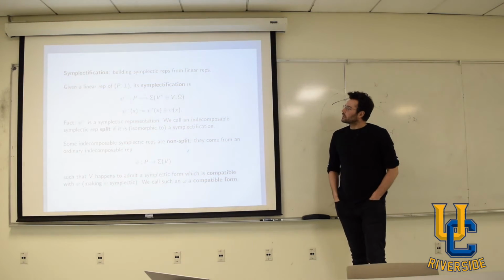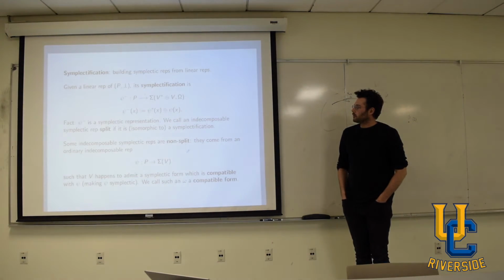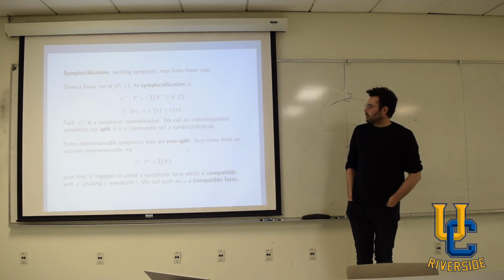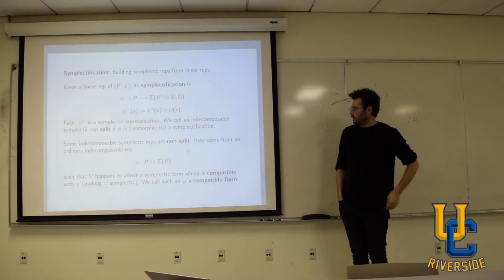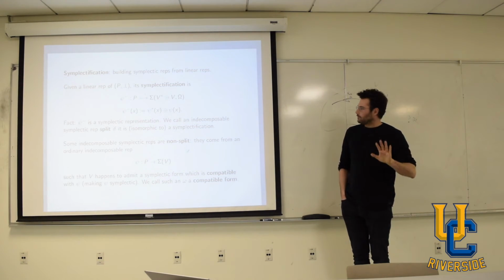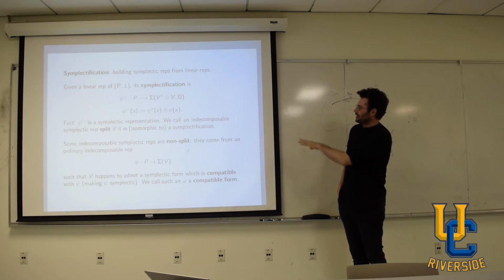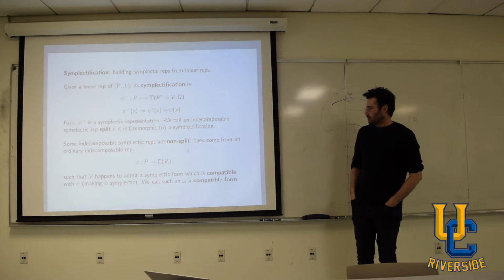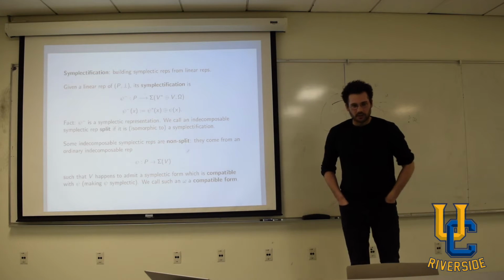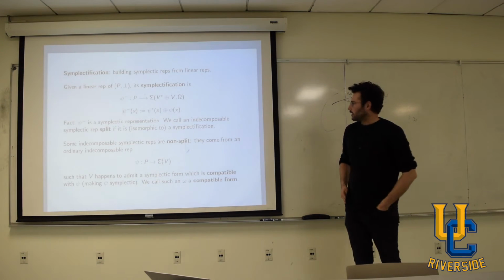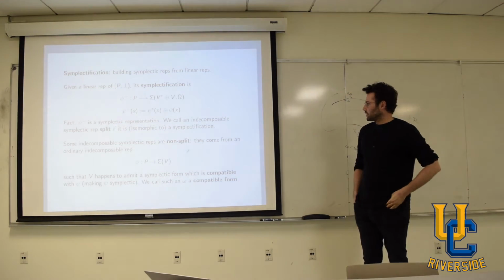We call a symplectic decomposable representation split if it is isomorphic to such a symplectification. So it splits into these two pieces. And an indecomposable symplectic representation is non-split if its underlying linear representation is also indecomposable. We'll see in the next slide that these are really mutually exclusive things. So that's why we say split and non-split.